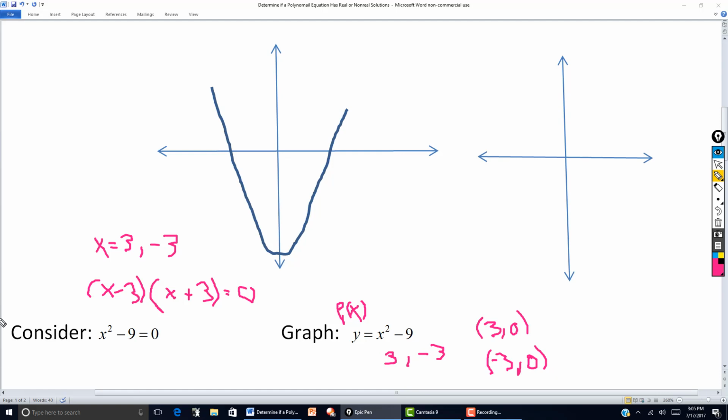So the graph passes through the point 3, 0 and the point negative 3, 0. And 3 and negative 3 are said to be the zeros, for obvious reasons. So if I were to sketch the graph, this point right there would be negative 3, 0. This point over here on the x-axis would be 3, 0. And this point down here, where the graph crosses the y-axis, that would be the y-intercept, the point 0, negative 9.